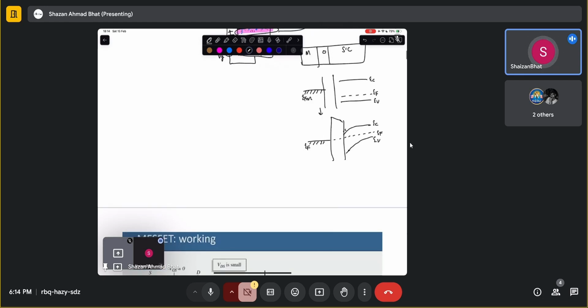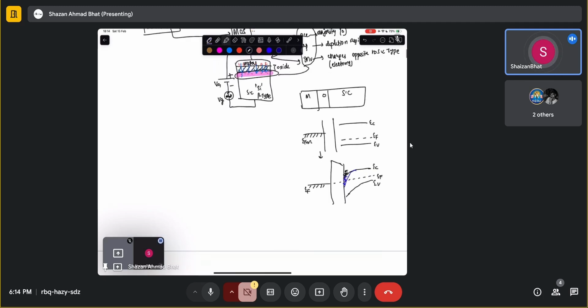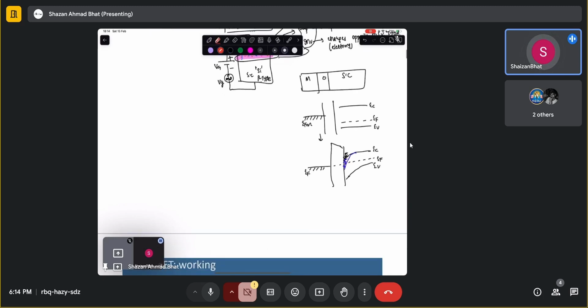That means you might have electrons here. That means this particular surface is inverted, and at the onset of inversion, you know that the conduction band goes below the Fermi level. That means there's a huge concentration of electrons here. So that is the fundamental physics we have discussed in the previous sessions of the device physics prerequisite.